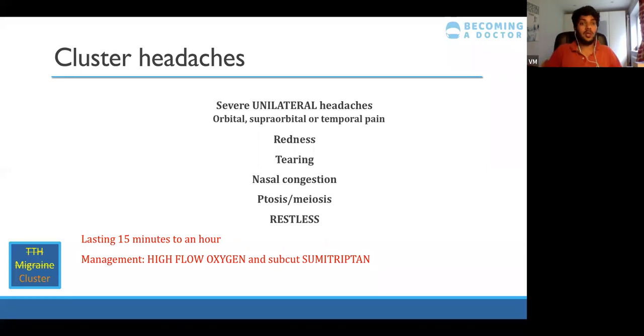They're called cluster headaches because they occur in clusters during the year. So they might have it several days in a row, and then a period where it's fine, and then several days in a row. They tend to last around 15 minutes to an hour. The management for cluster headaches is high flow oxygen and subcut sumatriptan. So it's similar to the acute management of migraines.